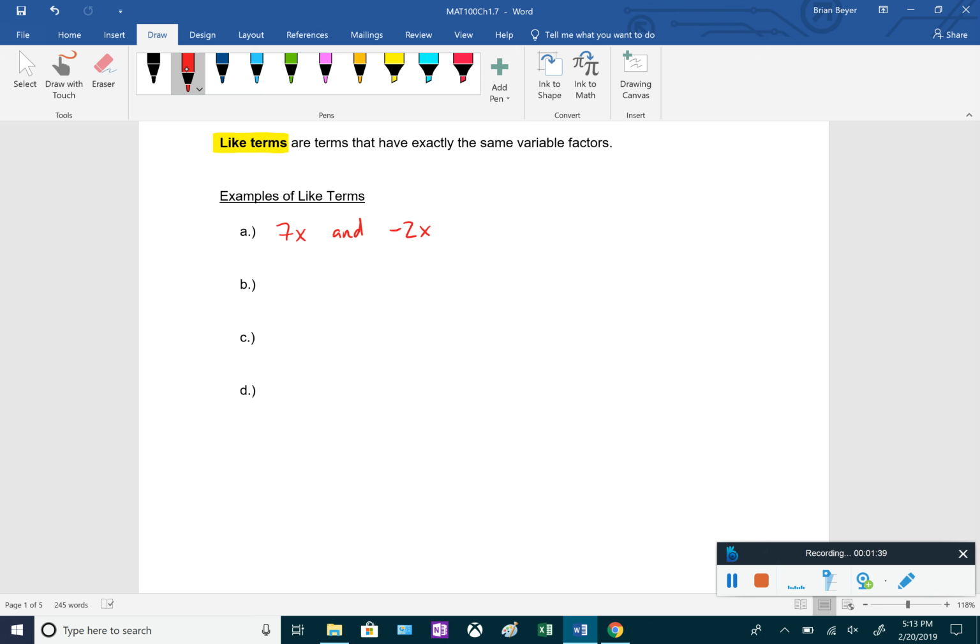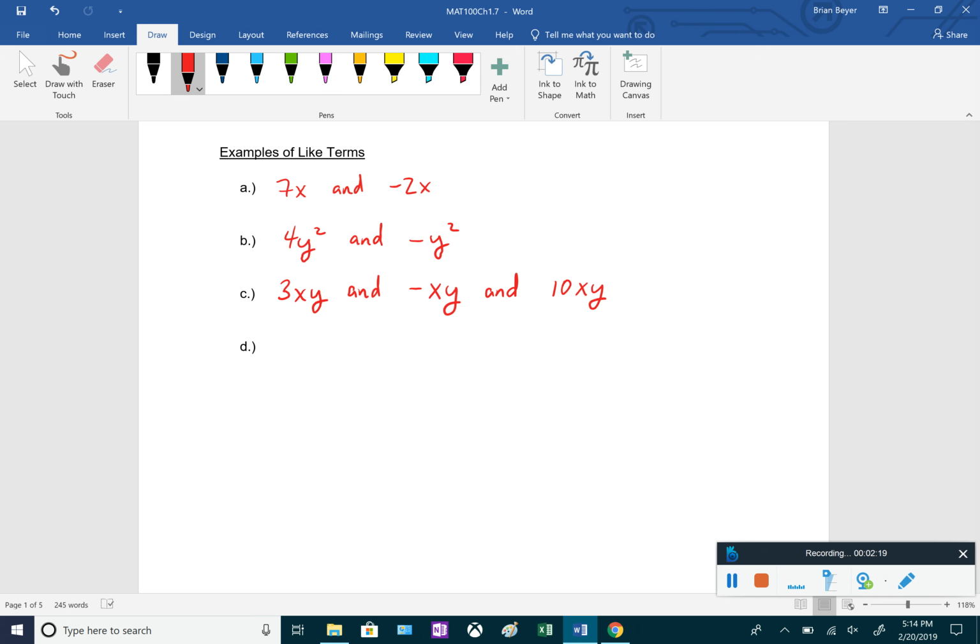Okay, we can also have something like 4y squared and negative y squared. So those are like terms because they both have a y squared variable factor. Coefficient of 4 and negative 1. Okay, and then something else like 3xy and negative xy. I'll put 3 of them here. And 10xy. So those are all like terms because they all have x, y variable factors.